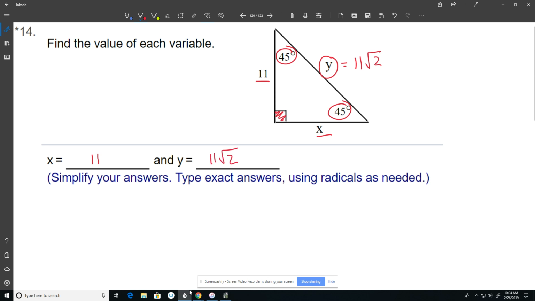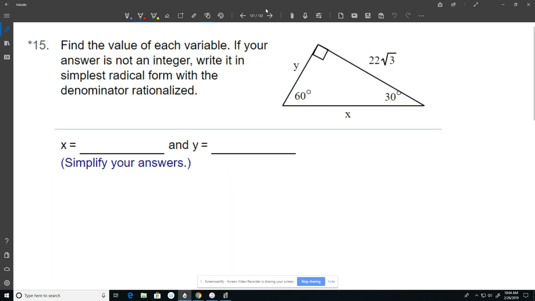And that's all it wants for my answer. It says to use the radicals, so it doesn't want a decimal. It wants 11 root 2 as your final answer. And on 15, we're using our other special triangle, the 30, 60, 90.